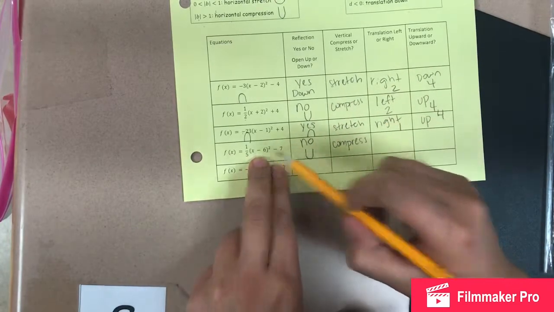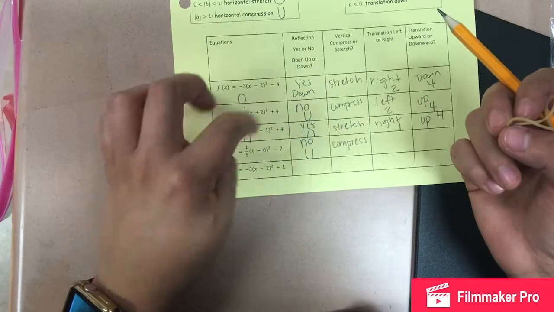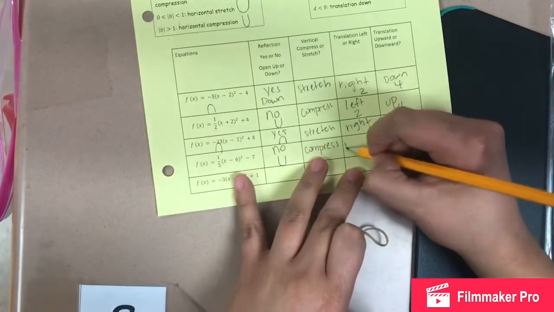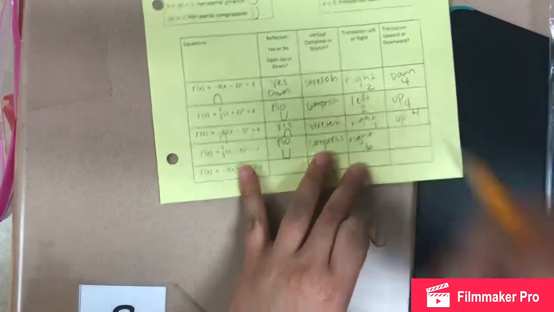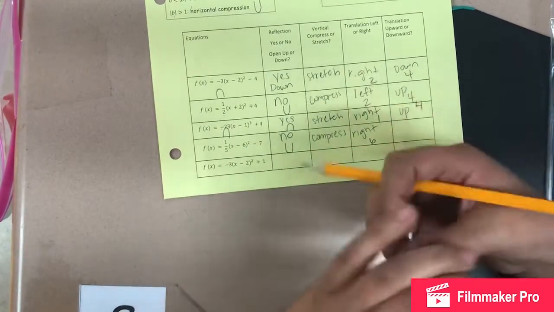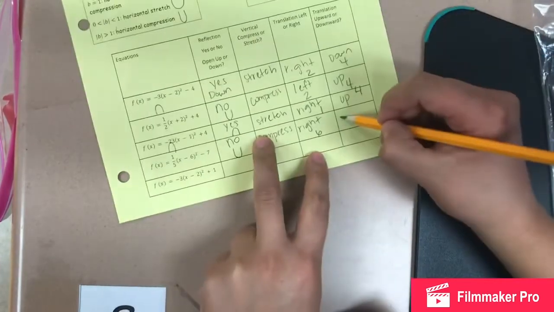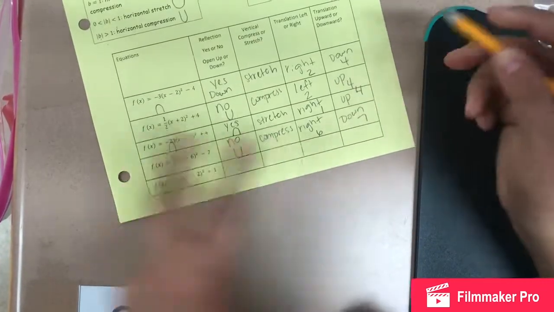This minus 6 inside the parentheses, in my mind, it wants to say go to the left. But since it is the opposite, it's actually going to go to the right 6. And this minus 7 outside the parentheses, since it's outside, we're talking about the y value. And we have to take it literally, so it means actually going down 7.